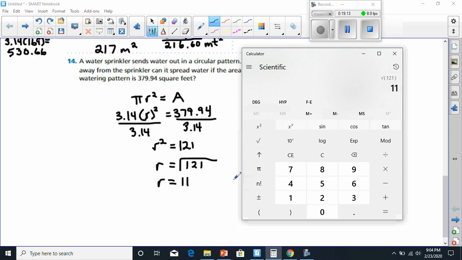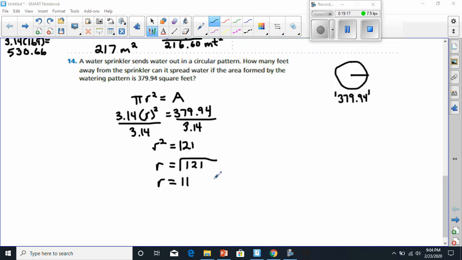Look at that. All right, so that finishes all of mine. Oh, wait, let's not forget, since we're talking about a straight line, this is feet, not square feet, just 11 feet. So how many feet away from the sprinkler can the water spread? 11 feet.